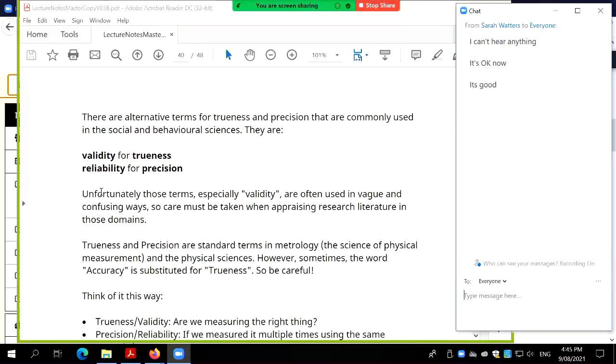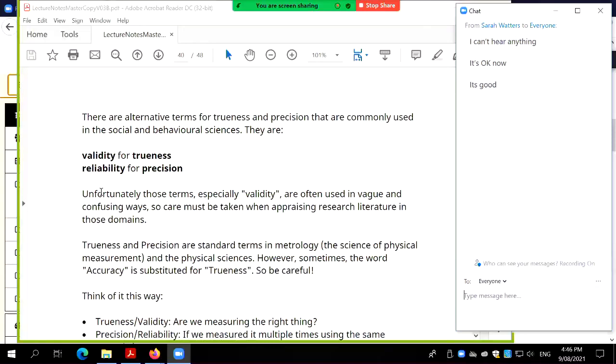So, trueness: are we measuring the right thing? Are we actually measuring the thing we claim to be measuring? And precision: is the measurement repeatable? If we repeat the procedure, would we get the same result?